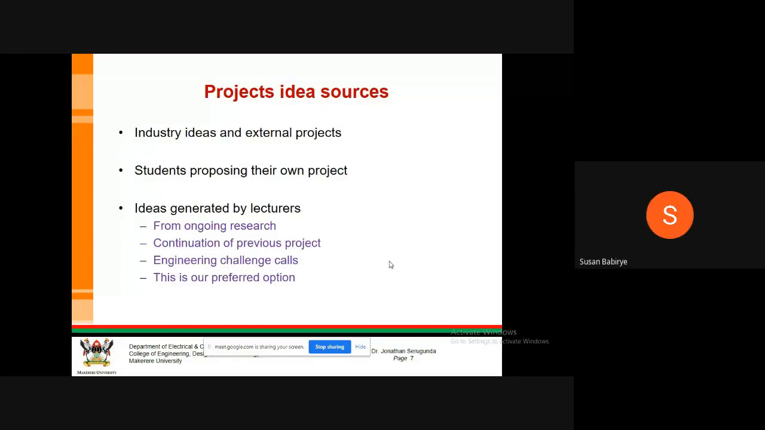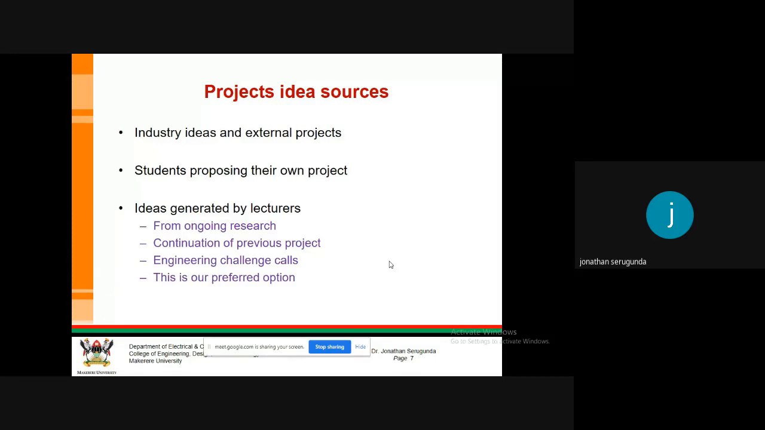Now, where do we get our ideas? Here we encourage our students to propose their own project. But that has limitations and serious disadvantages to the student, because you could be allocated to a supervisor who is not very keen on that particular idea. So remember, this is a student-centered kind of module, and if the person you're working with is not very keen on your idea, it becomes a challenge.